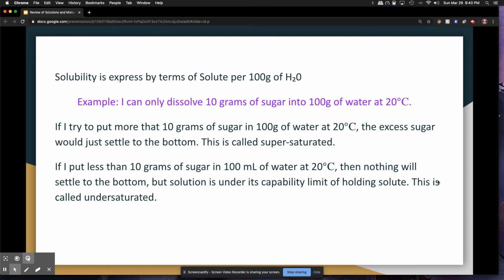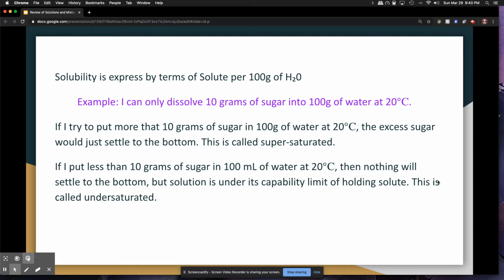Now, if I were to put less than the 10 grams of sugar in the 100 grams of water at 20 degrees Celsius, then nothing would really settle out. It would be dissolved, but it's not at its limit of holding the solute. So I could put more.